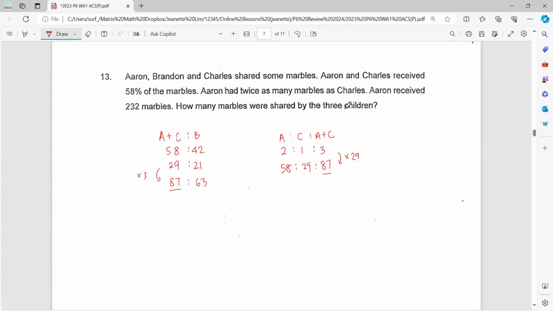Back to the question, Aaron received 232 marbles. Aaron has 58 units. So 58 units must be 232.